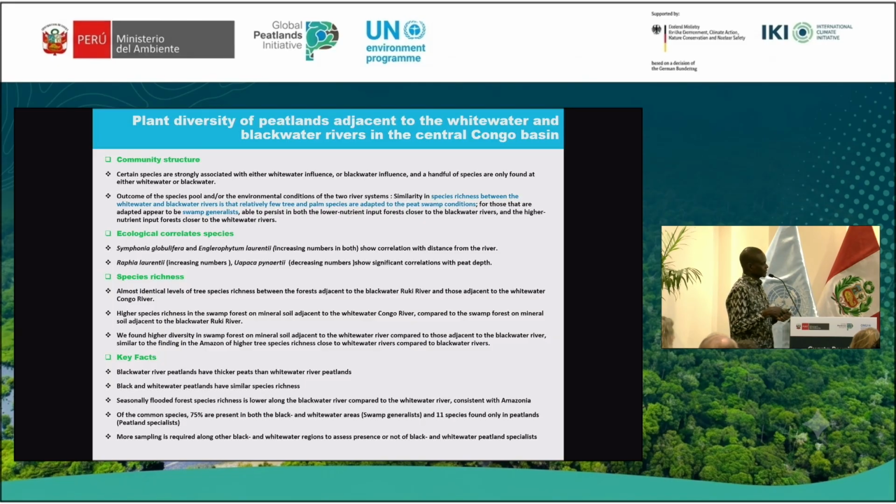And in common, 75 species from the few data that we have analyzed so far are present in both black and white waters. But these are very scattered samples that we have done so far, because as you see, it's very few areas that we have covered. We need to extend our samples to see how the diversity looks within the forest in that area.